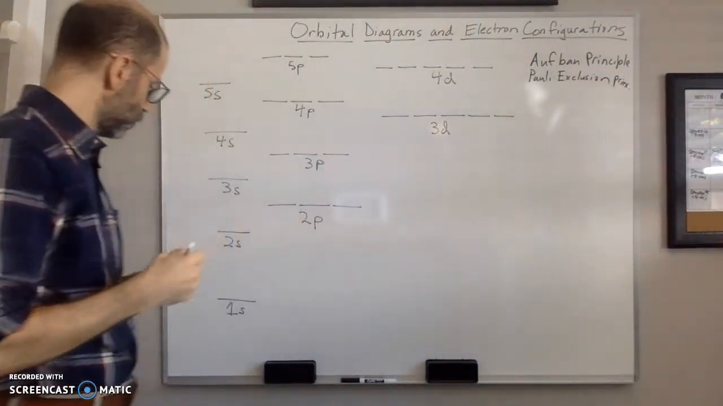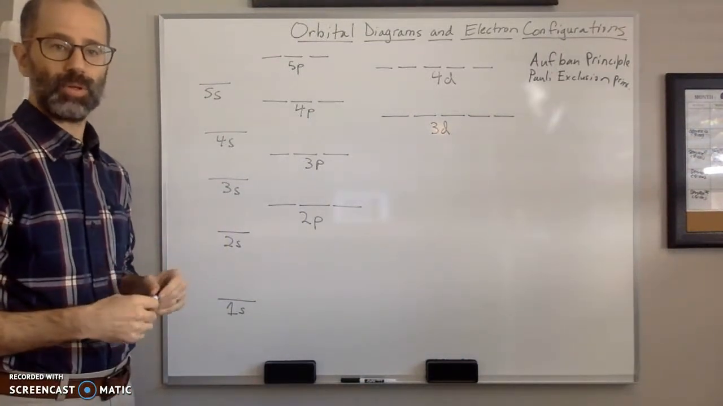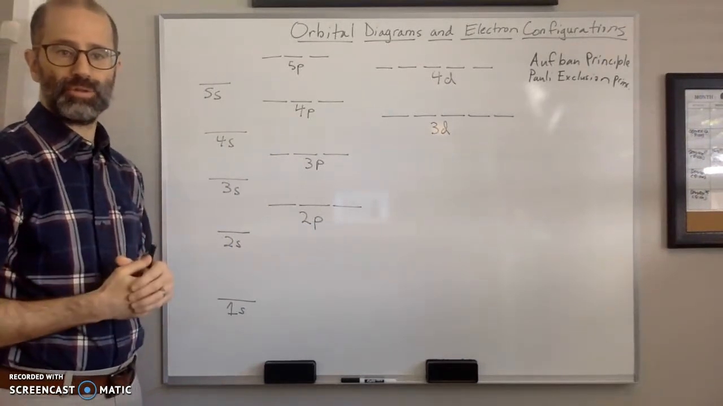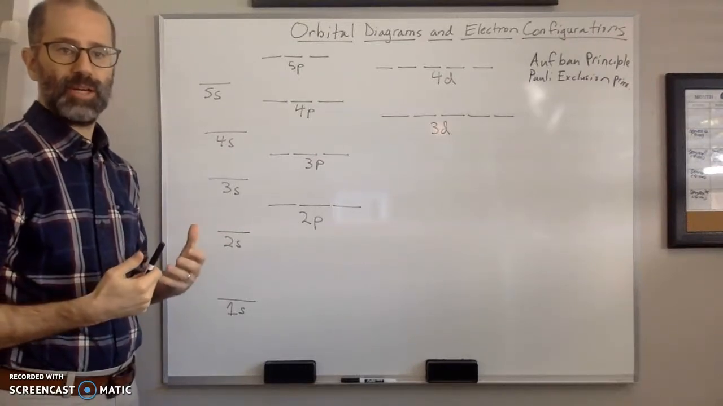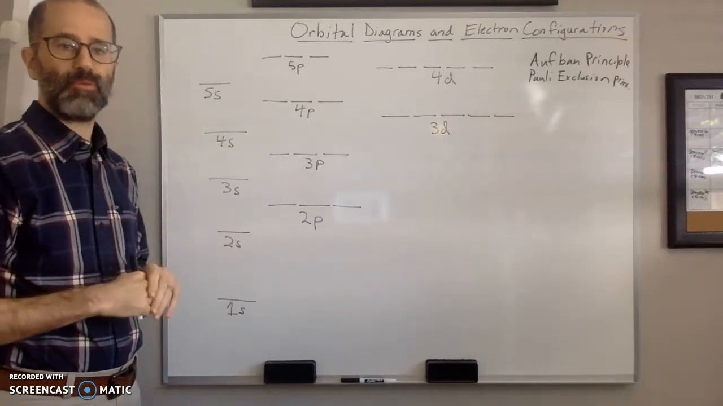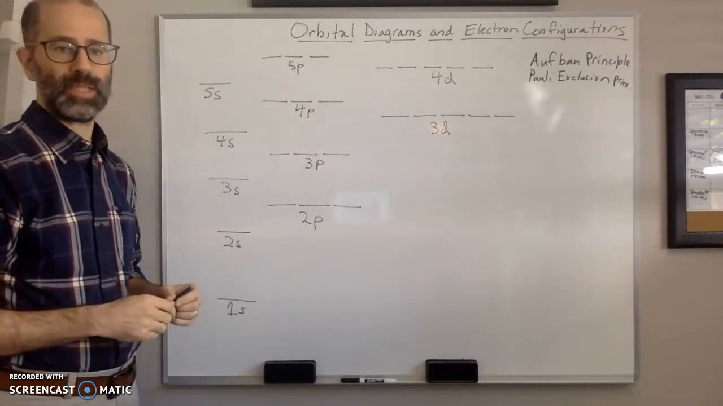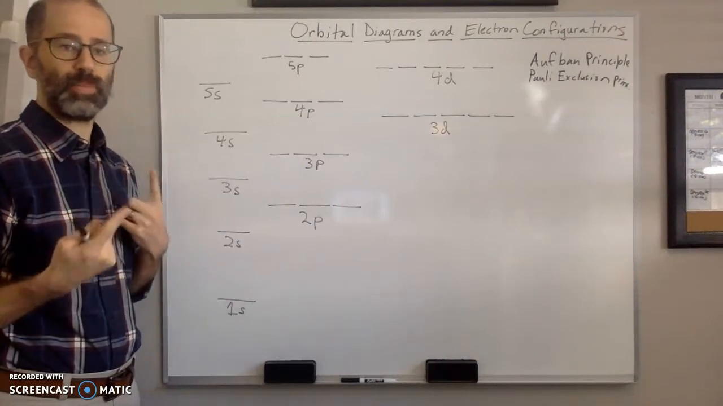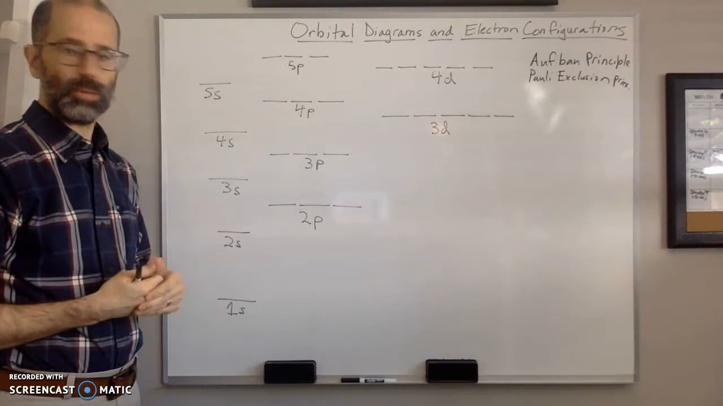And the Pauli exclusion principle basically says that you can only have two electrons in an orbital, and they must have opposite spins. This goes back to the fact that two electrons can never have exactly the same four quantum numbers. They have to have at least one quantum number that's different, and that's where the opposite spins come in. And there's only two spins, so you can only have two electrons in an orbital.